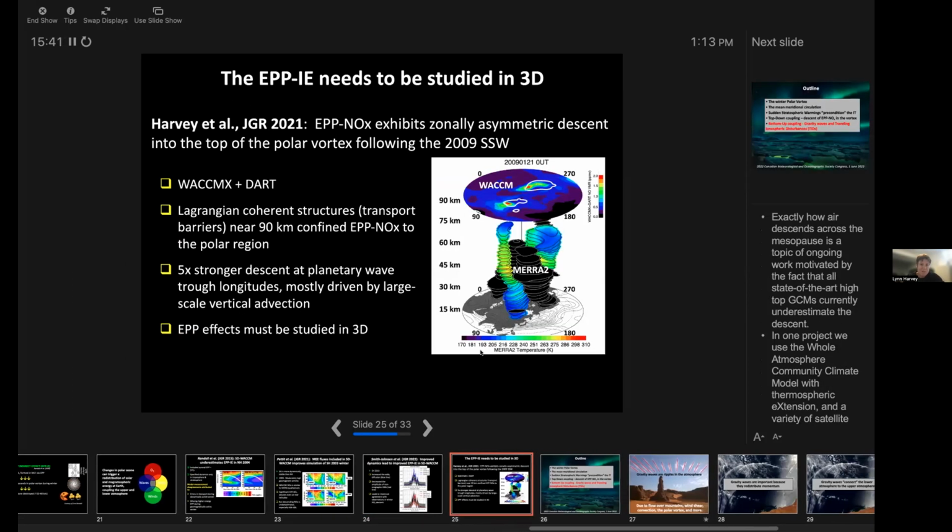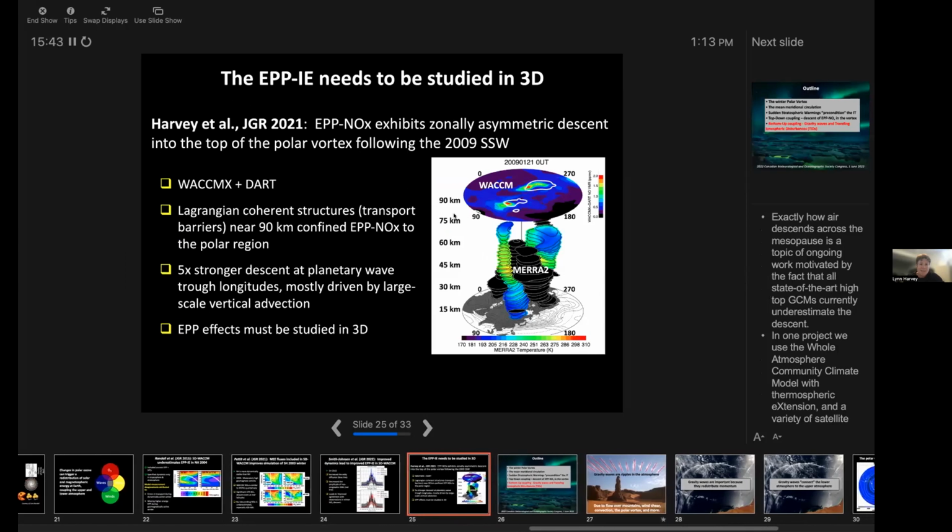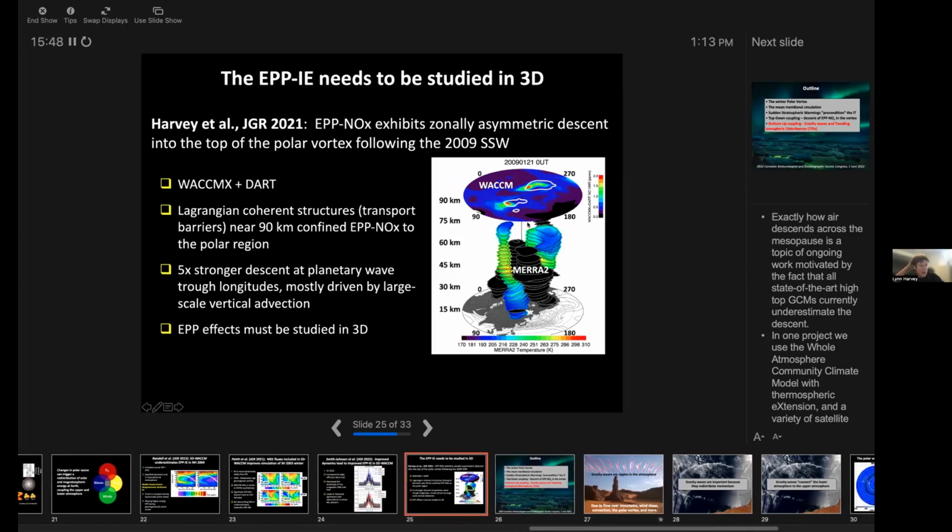A paper that I published last year looks at the zonal asymmetries in the descent. So most of the time people average around a latitude circle and look at polar cap averages. And this work really emphasizes that the descent needs to be studied in 3D. We also used the Whole Atmosphere Community Climate Model, but with thermospheric extension and data assimilation, and explored the role of Lagrangian coherent structures near the mesopause. That's these white regions. They're like eddies in the flow that confine the high NO to high latitudes where photodissociation doesn't kill it off.